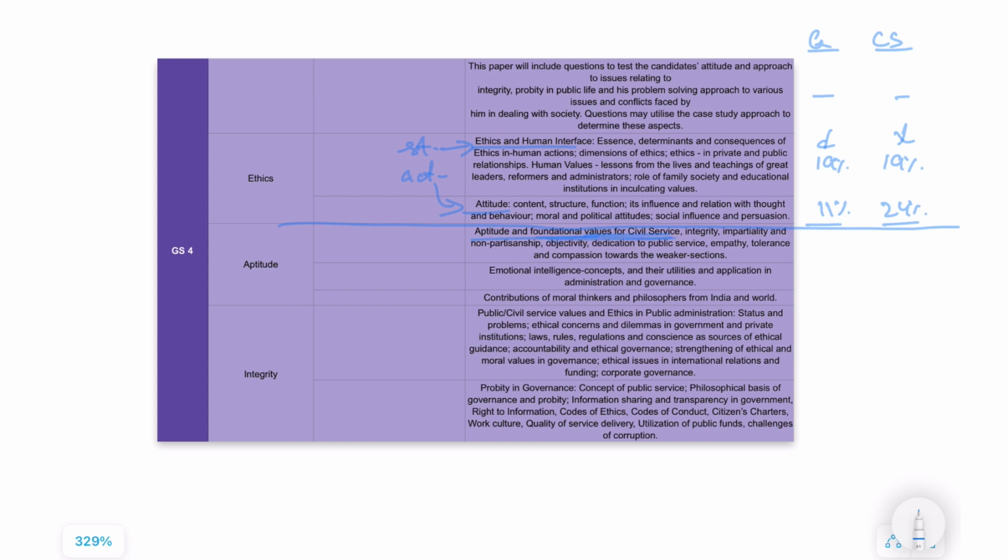Let's next go to the aptitude section. Foundational values for civil services. This is very important because it's a civil services exam, right? So this is around 11% and this is 19%. Again, application is more.